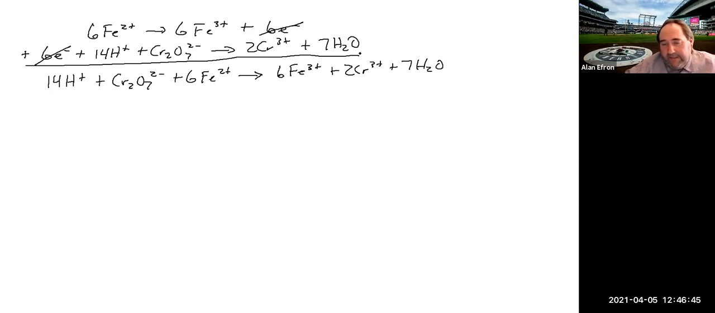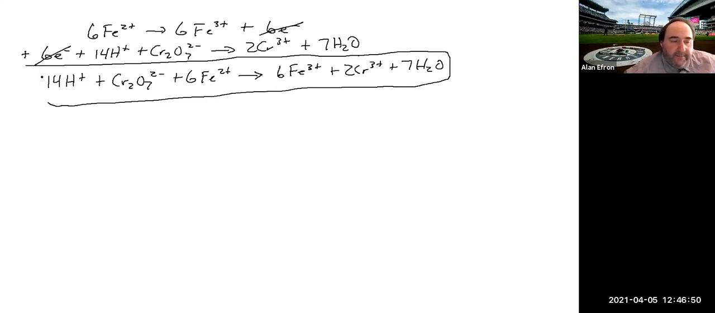And if I did not screw this up, this should represent the balanced redox reaction, and it should be balanced in 2 ways. It should be balanced like a normal reaction. Got the same number of elements on each side, so that's 14 hydrogens on each, 2 Crs on each, 7 oxygens on each, and 6 irons on each. And it should be balanced by overall charge.